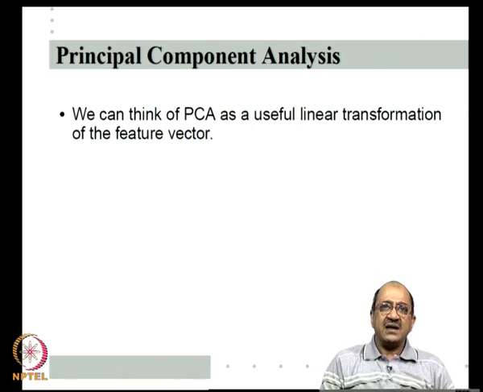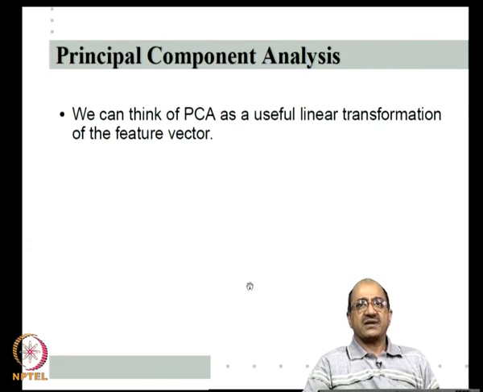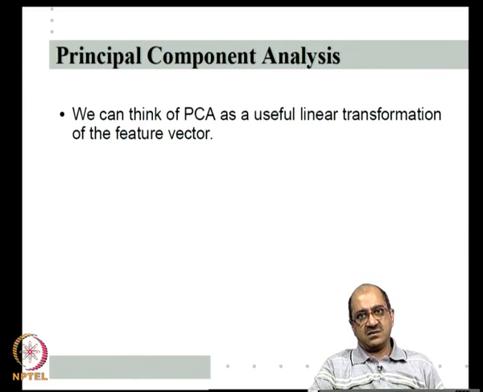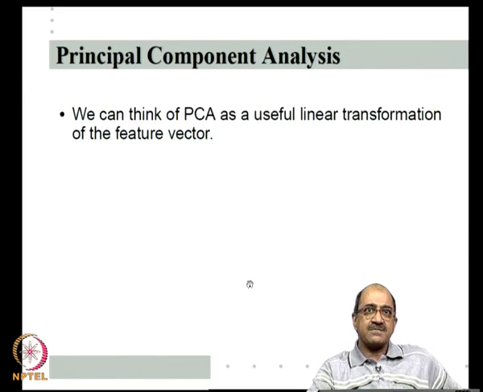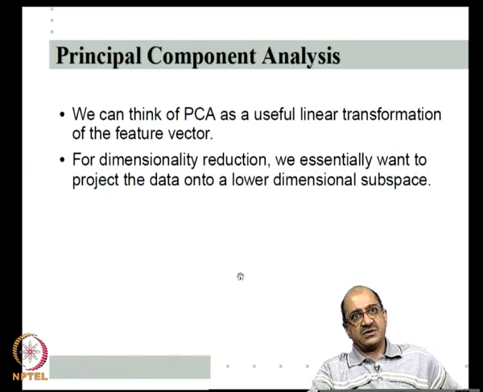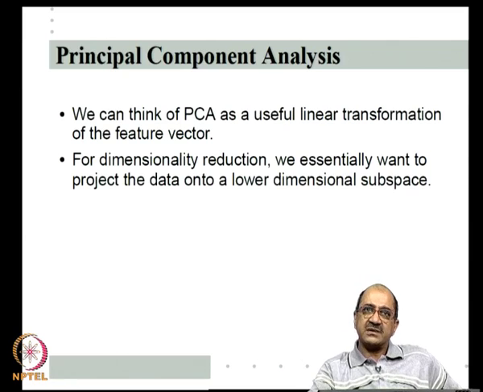So, we can think of PCA as a useful linear transformation of the feature vector. Given the feature vector, you want to find a linear transform to transform the feature vector into some other space, and that is useful for classification. Okay. In the dimensionality reduction sense, we essentially want to project the data onto some lower dimensional subspace, right. The linear transform would be projection actually. So, I may have a d-dimensional feature vector, and I may want to project it onto an m-dimensional subspace of the d-dimensional space. Okay.